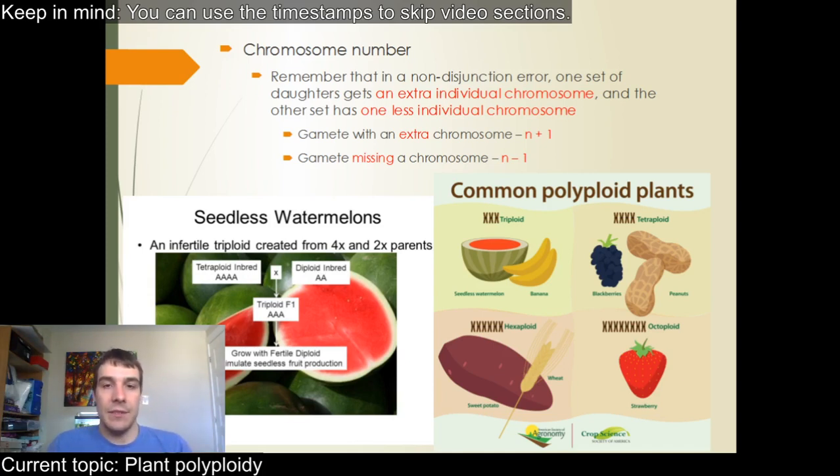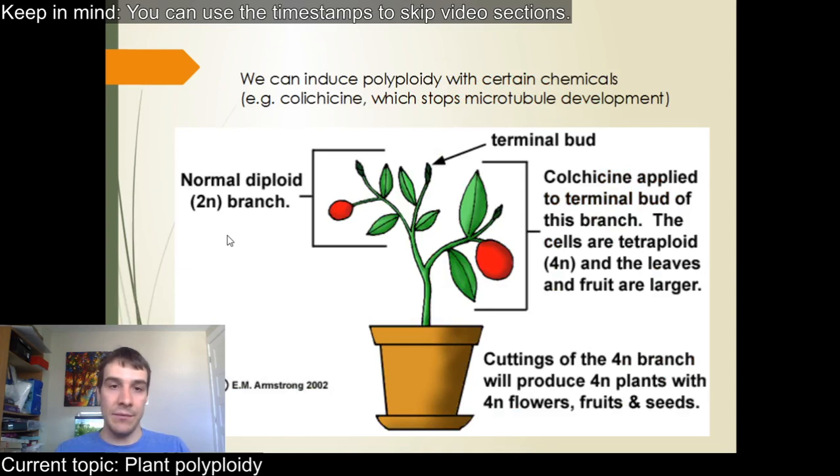And then for some reason that just makes them not make seeds. They can still get fertilized, but they don't make seeds in their own fruit. So we can kind of force triploidy for the purposes of making seedless watermelons, which I think is kind of cool. We can also force other types of polyploidy with certain chemicals.